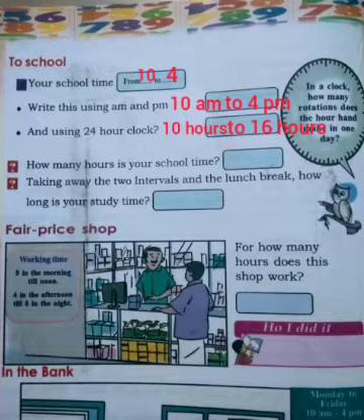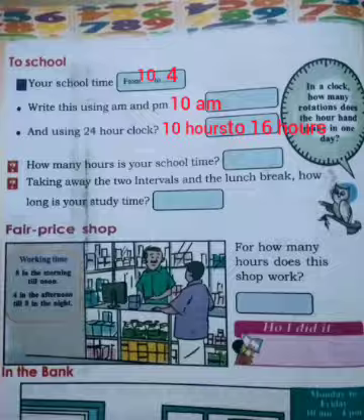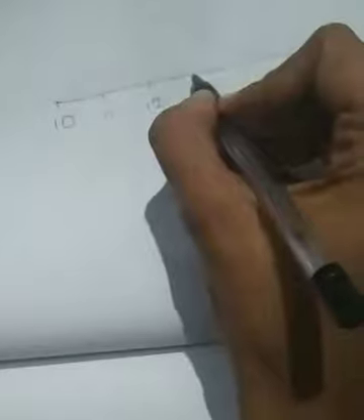Our next question is: how many hours is your school time? Next we want to find the total hours you spend in school. How do we find the time? Yes, 10 to 4. Now I draw a line and mark the time from 10 to 4. 10, 11, 12. After 12, 1. This is the 12-hour clock system.